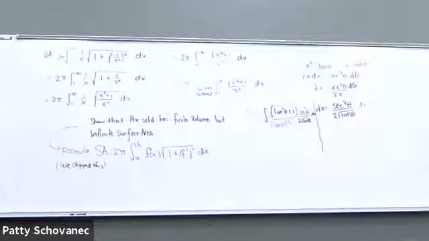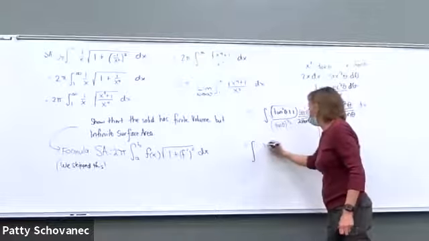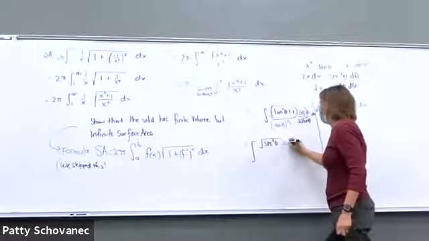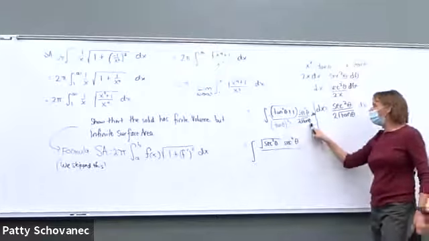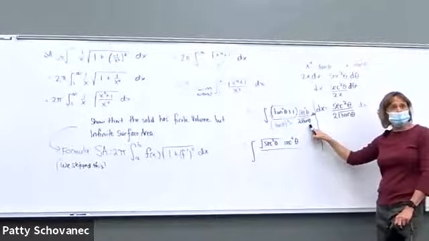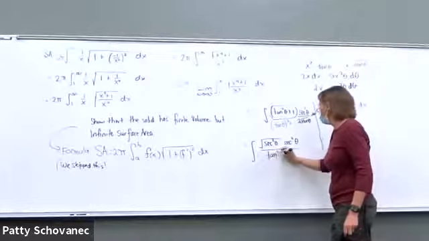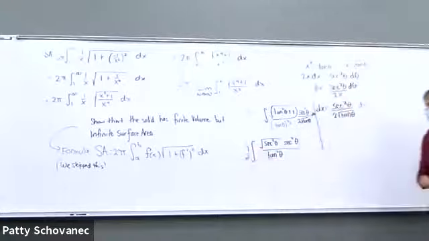Tangent squared theta plus 1 is secant squared. This is tangent to the 3/2 times tangent to the 1/2. So that's tangent to the 4/2, or tangent squared. This too, I'm going to pull out front. So I got a secant cubed over a tangent squared.